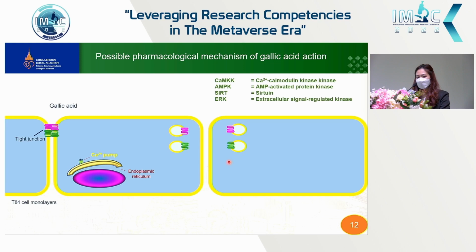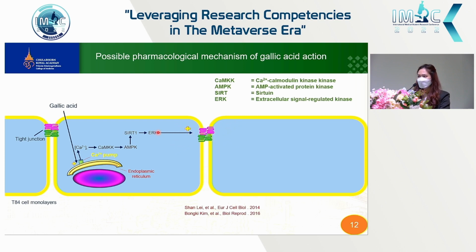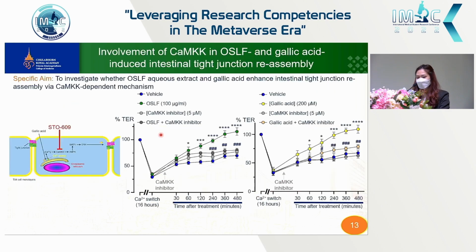Now we know that gallic acid increases intracellular calcium, which was also known to stimulate AMPK, SIRT1, and ERK. This ERK pathway in particular was known to increase tight junction reassembly. Therefore, my hypothesis is that gallic acid acts through this pathway. So we want to see if CAMKK is involved in these mechanisms.